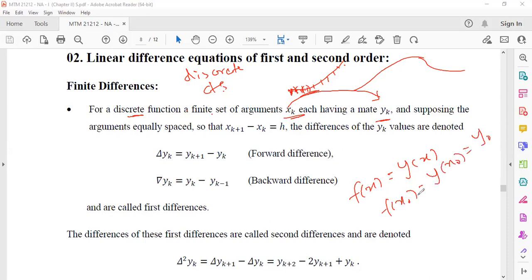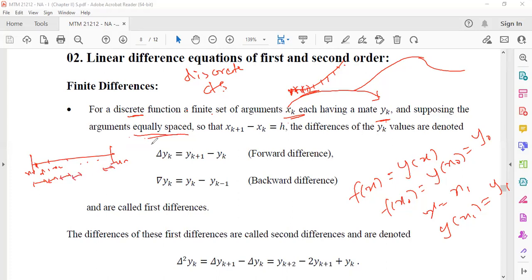This is one of the values, let's say y naught. For x1, we get y of x1. So according to some discrete values, this function has xk values and yk values. And supposing the arguments are equally spaced, this is x0, this is x1, this is x2. It goes like that up to xn. Also, the differences between the points are equally divided, equally spaced.